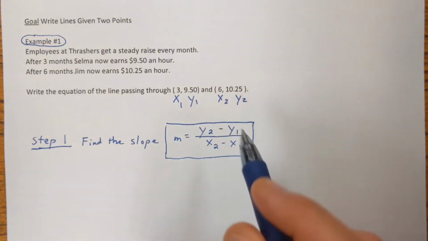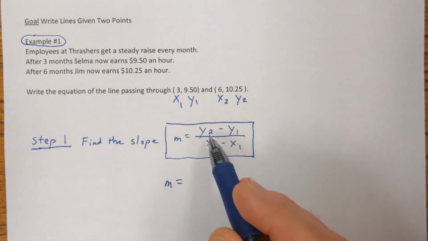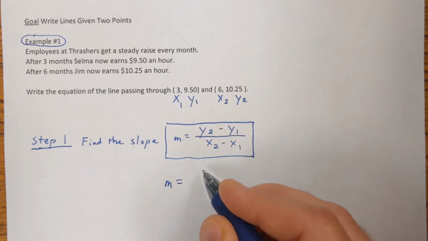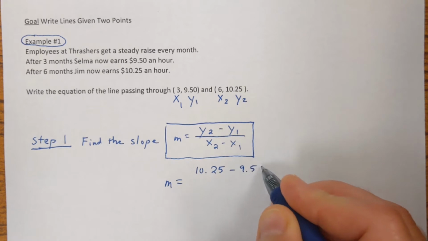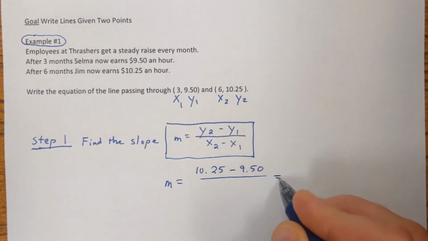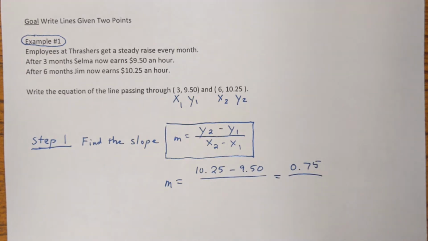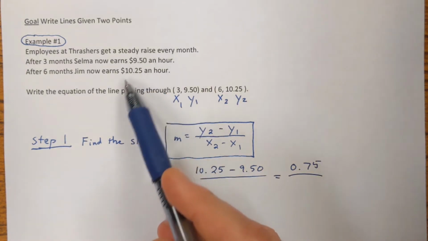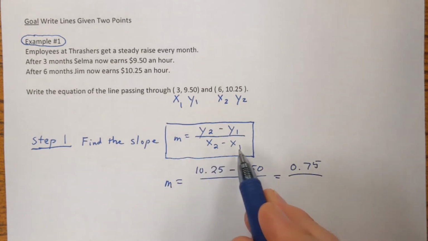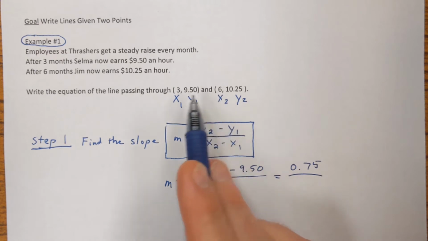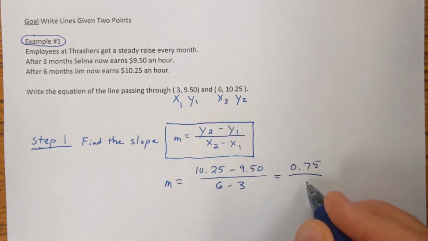But we're going to plug these values into this formula to find the slope. So the slope says take the second y value minus the first y value. We're going to take the 10.25 minus the 9.50. And let's go ahead and subtract these. That comes out to a difference of 75 cents. Now if you're paying attention, this is really just the difference between their two wages right now. Now in our formula we take the second x value minus the first x value, the 6 minus the 3. And 6 minus 3 is 3.